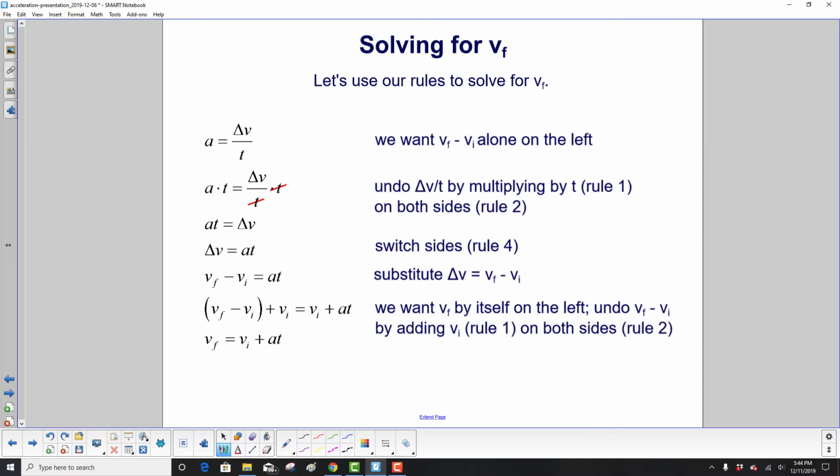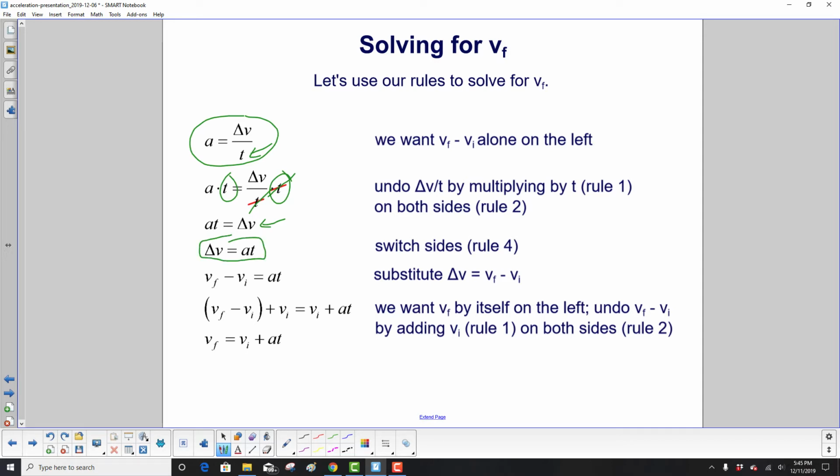We start with the definition for acceleration, and we'd like vf minus vi alone on the left. At the moment, we don't even see vf and vi, but we will in a second. Let's get delta v by itself. We have to undo the division by t, so we multiply both sides by t. The t cancels out, and we have at is equal to delta v. Now we just switch sides. That's rule 4. That's one of the easiest ones.